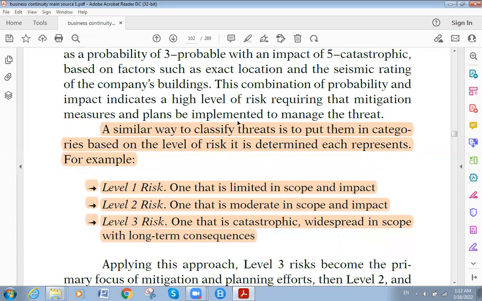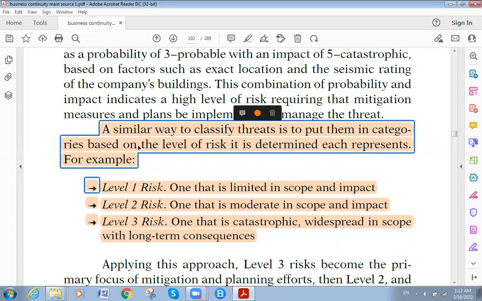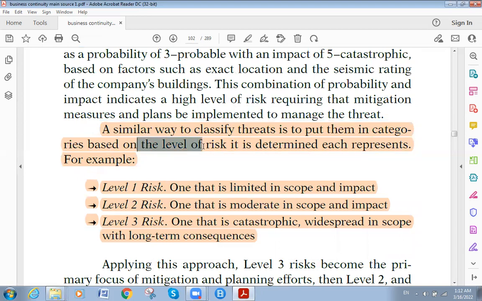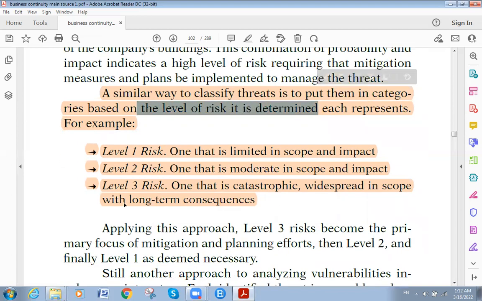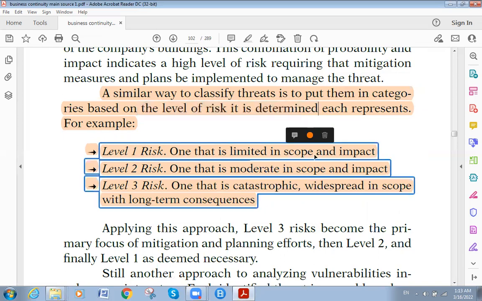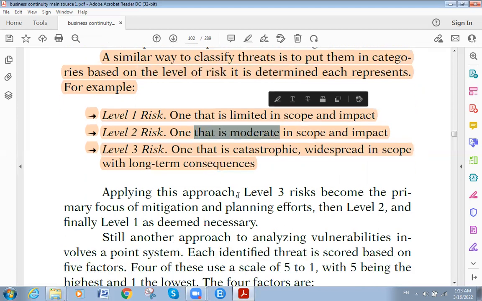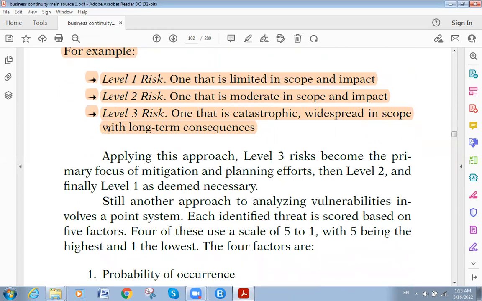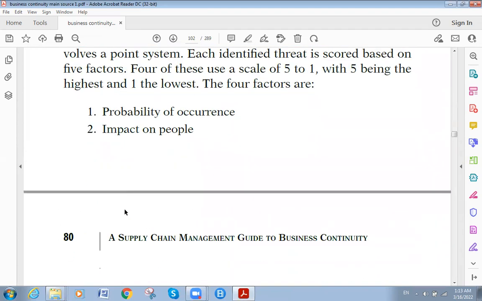A similar way to classify threats is to put them in categories based on the level of risk. As an example, I will put this on a scale of 0 to 10. Level 1 risk is limited in scope and impact. Level 2 risk is moderate in scope and impact. Level 3 risk is one that is catastrophic, widespread in scope with long-term consequences. This is a very dangerous one.